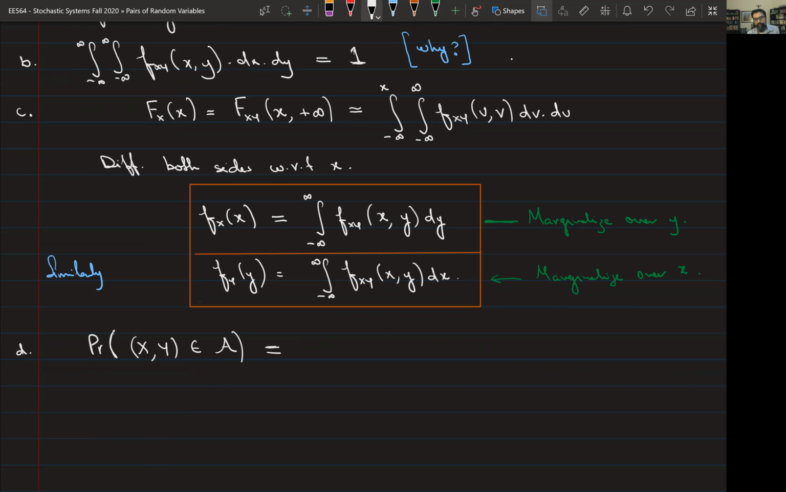Abdullah, what do you think? Yes, sir. So what do you think this probability should be equal to, if I'm given the joint PDF? What is the probability that the random variables X and Y belong to A? Sir, I'm thinking. That's okay, take a minute. That's okay. So Josefa?